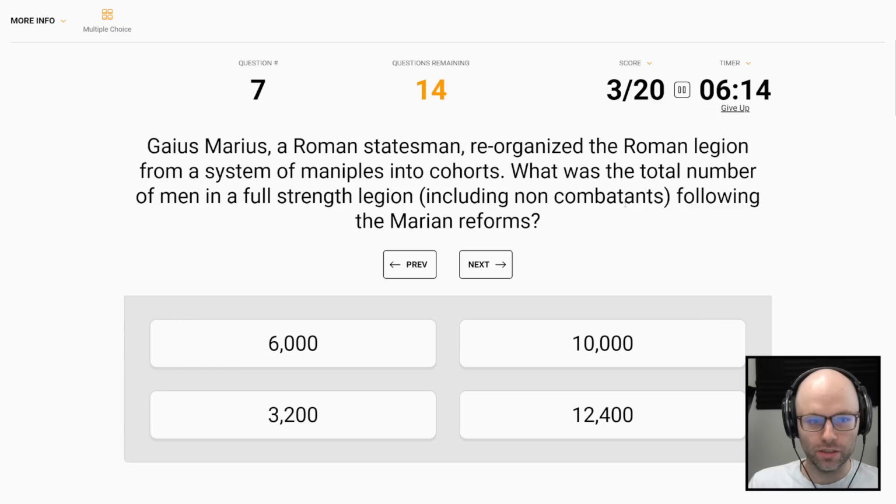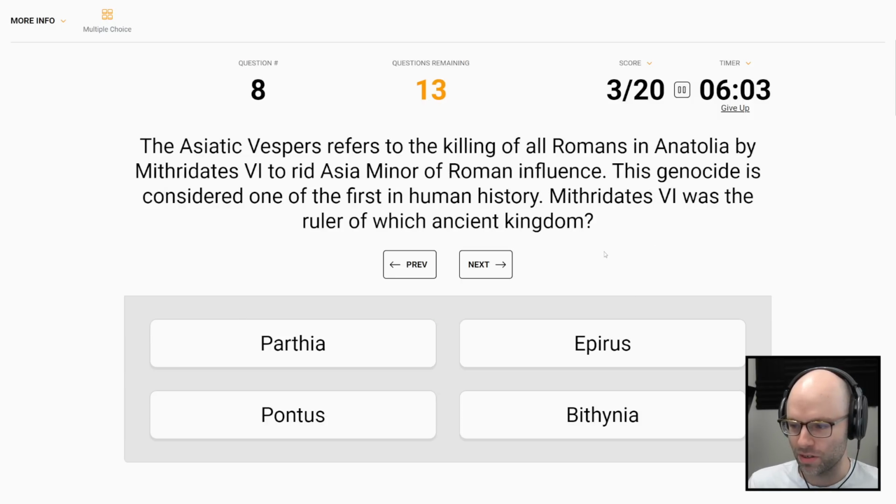Gaius Marius reorganized the Roman legion from a system of maniples into cohorts. What was the total number of men in a full-strength legion following the Marian reforms? 10,000. This is a nice round number.